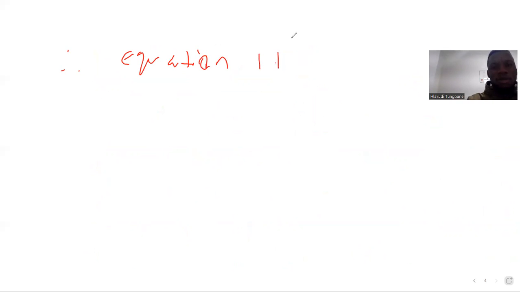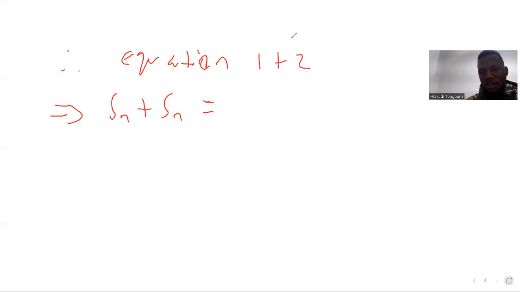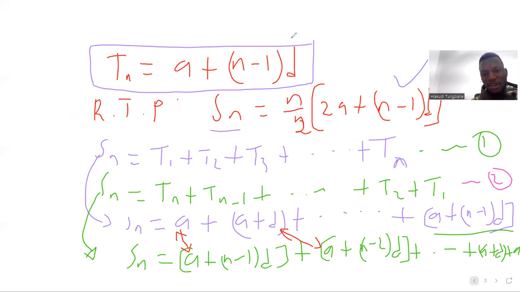So remember the second step is equation 1 plus 2, which implies that Sn plus Sn equals 2. This is where you need to be very careful. When you sum this, you're going to have 2a plus n minus 1 d. You take the next pair and sum, you get the same thing, 2a plus n minus 1 d.